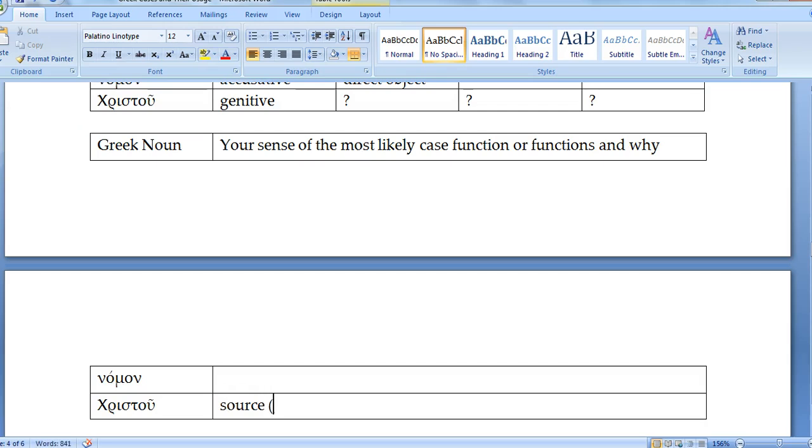Source still seems to me the more likely, especially because of the typical parallel with nomos Mouseos, the law of Moses, but I don't want to rule out the possibility of some of these other senses of the genitive that also make sense given the role of Christ as example, Christ as paradigm, Christ as norm to be embodied in Paul's ethics.